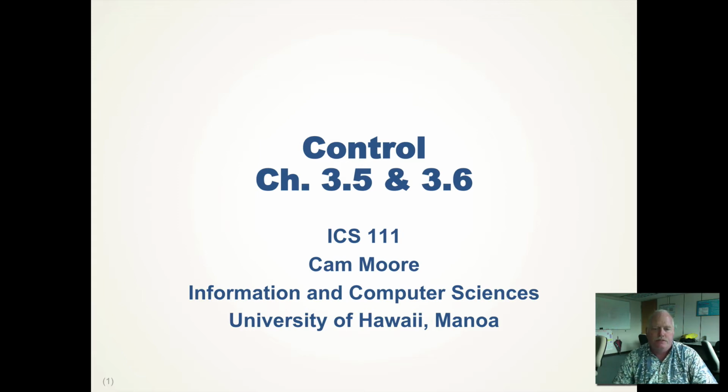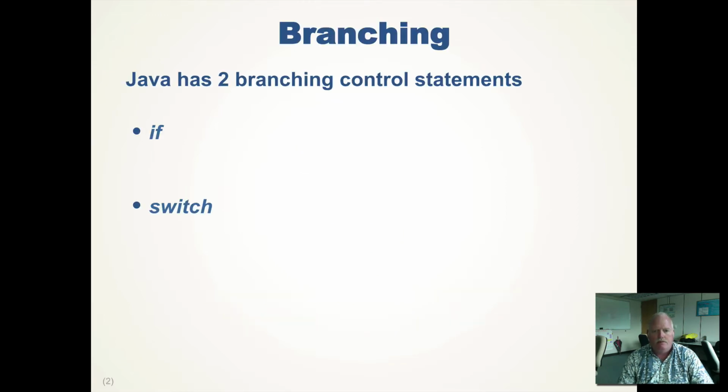Welcome to this brief screencast on Chapter 3, Sections 5 and 6, basically branching. In Java, there are two branching control statements, the if statement and the switch statement. And those are sufficient to do all the different kinds of decision making that you need to do in Java.